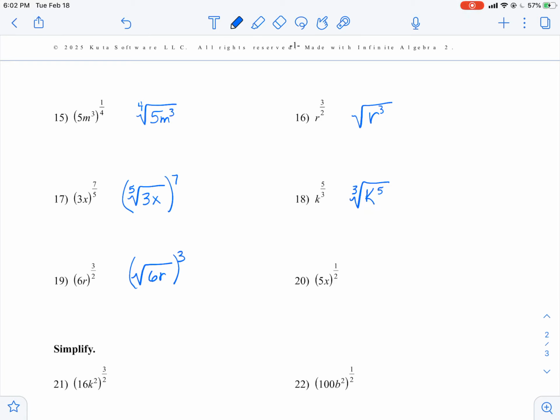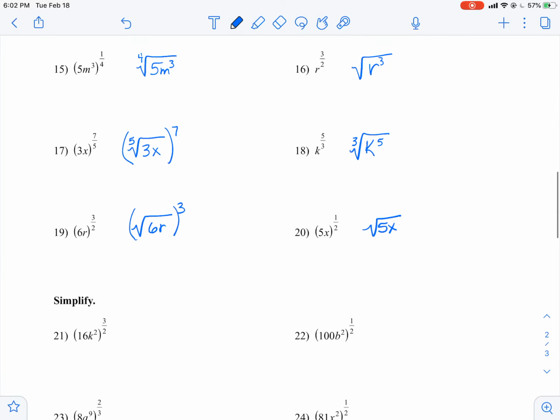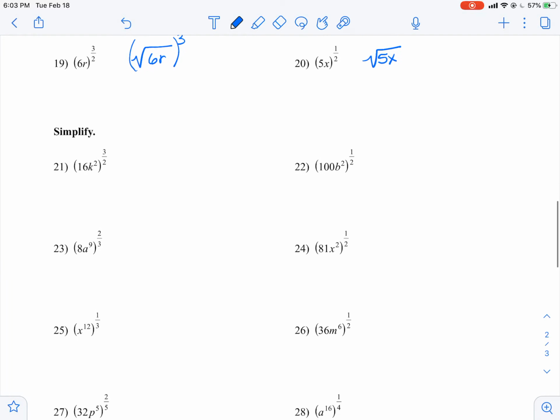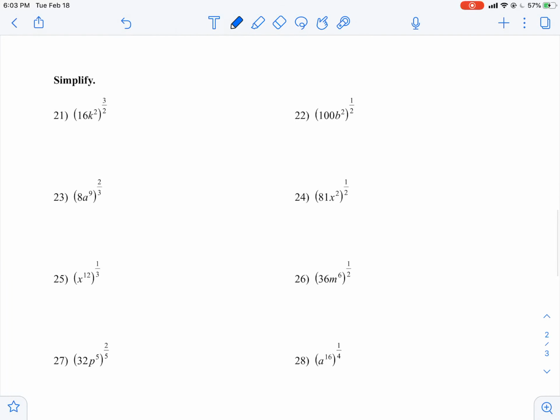And go ahead and try number 20. Okay, so it is just the square root of 5x. Understood 1, understood 2. Okay, now we're going to go on looking at the next one.